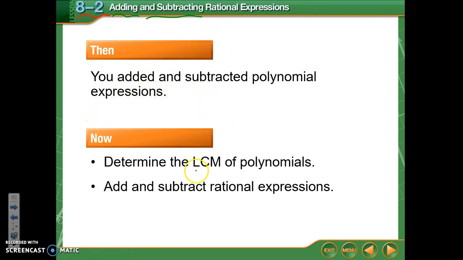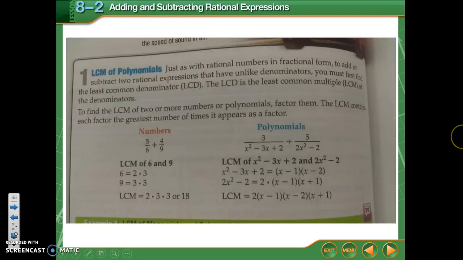So our main goals today are to be able to figure out the LCM, or the least common multiple, of polynomials. And then of course, we're going to add and subtract rational expressions. Just a reminder of some of the vocabulary, LCD and LCM. Just like with rational numbers written as fractions, if I'm going to add or subtract rational expressions that don't have the same denominator, I have to find the least common denominator, right? I have to find a common denominator. And the common denominator is the least common multiple of the denominators.